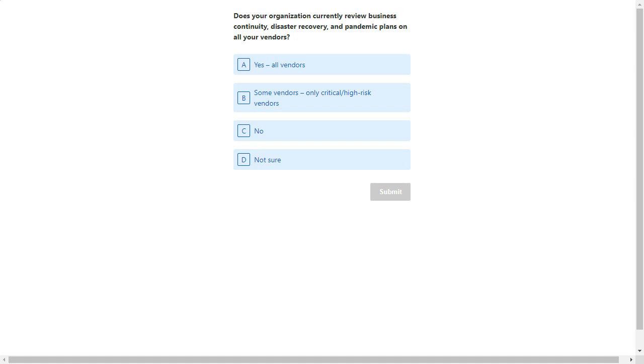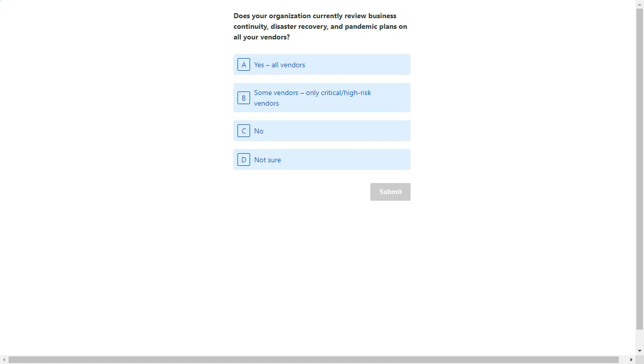This poll question is, does your organization currently review business continuity, disaster recovery, and pandemic plans on all vendors? Yes, on all vendors. Just some vendors, only critical or high risk? No, or you're not sure?